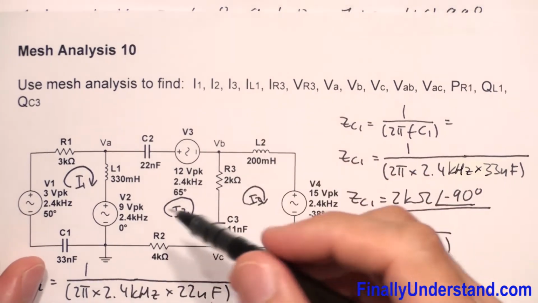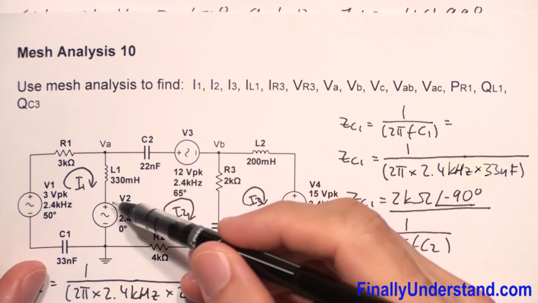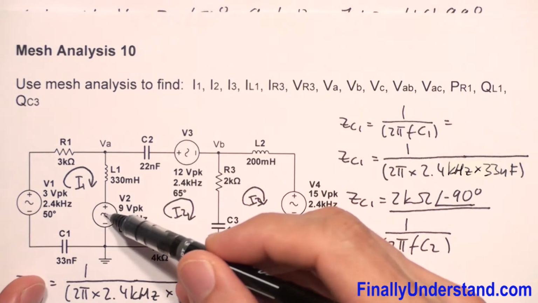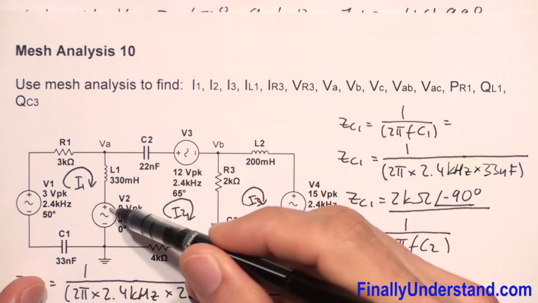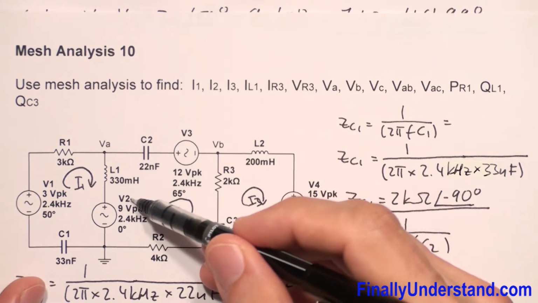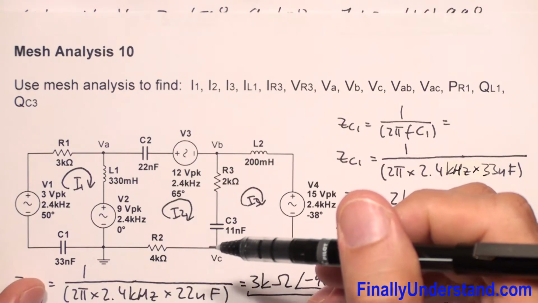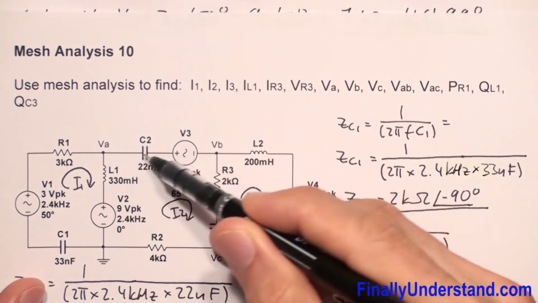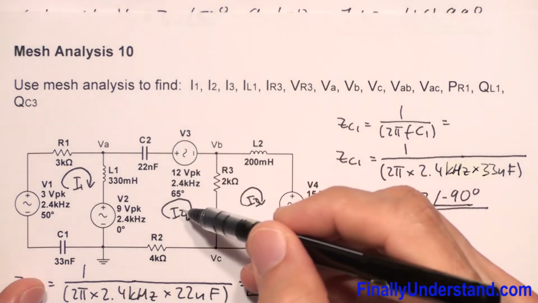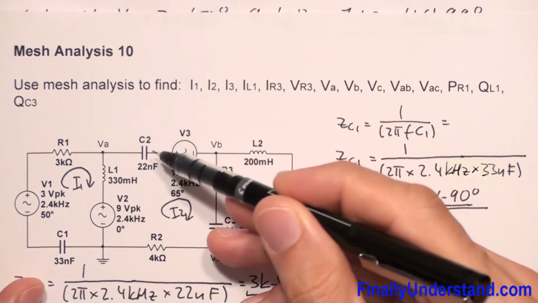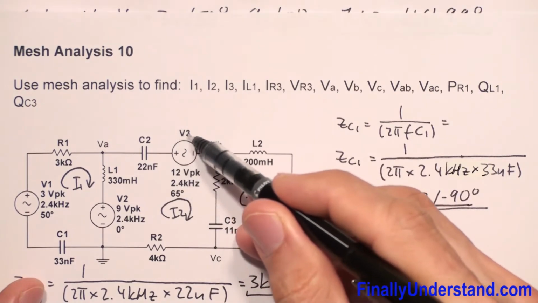We have V2, which is going to push the current up because the positive sign is at the top of the voltage source. So this current is going to go in the same direction as I2. That's why I'm going to say this is positive. And the voltage source V3 is going to push the current to the left, and this is going to oppose my current I2, because it's going to go in the opposite direction. That's why I'm going to say that this is negative V3.